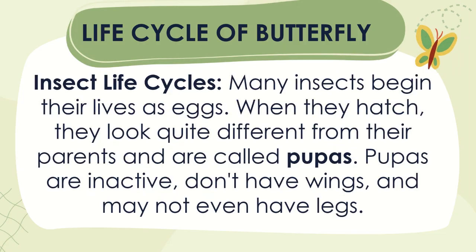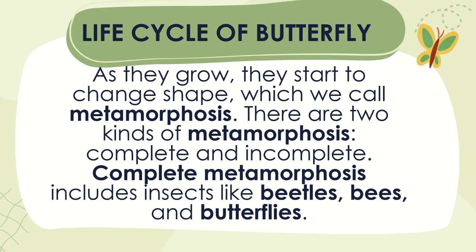Insect life cycles. Many insects begin their lives as eggs. When they hatch, they look quite different from their parents and are called pupas. Pupas are inactive, don't have wings, and may not even have legs. As they grow, they start to change shape, which we call metamorphosis.